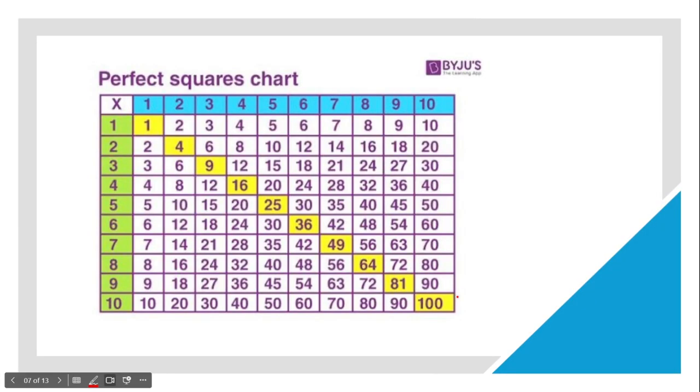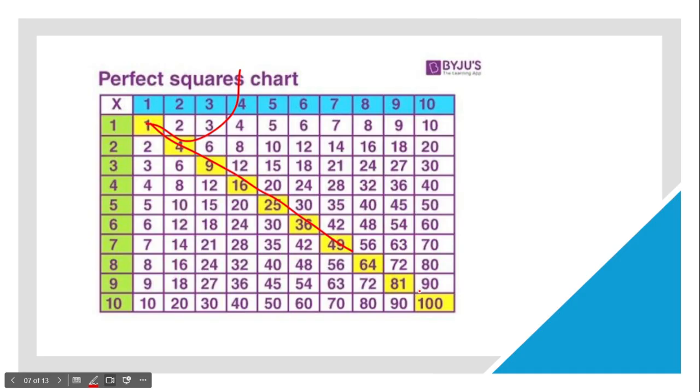So moving on, we have this chart here showing us the perfect squares from 1 to 100. As you can see, they are all on the diagonal part of the chart. And if we count them, we have 2, 4, 6, 8, 10. So therefore, there are 10 perfect squares from 1 to 100.